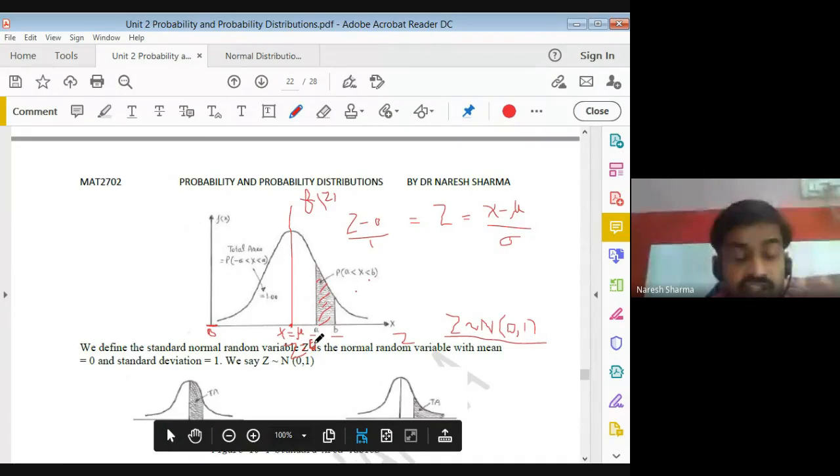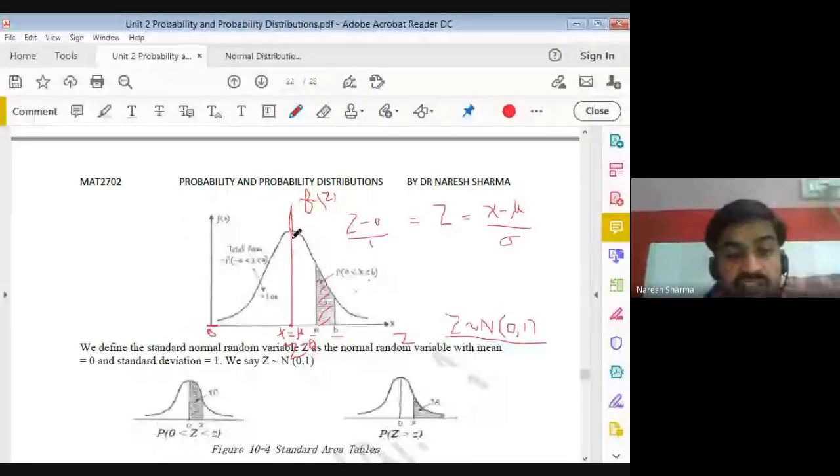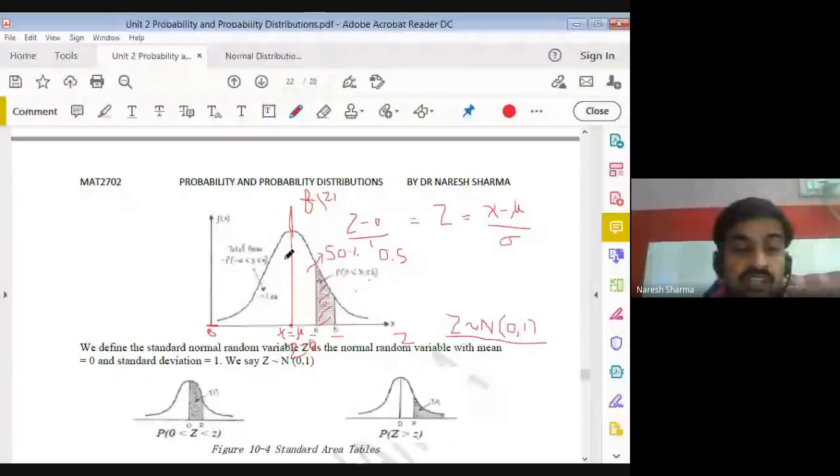What is the benefit of this? Once we shift the axis to the point where z is 0, or when x is equal to mu, we divide the normal distribution into two equal parts. That means the probability on both sides is 50%. So 50% on the left hand side and 50% on the right hand side, that is, probability 0.5. The right side probability is 0.5 and the left side probability is also 0.5.